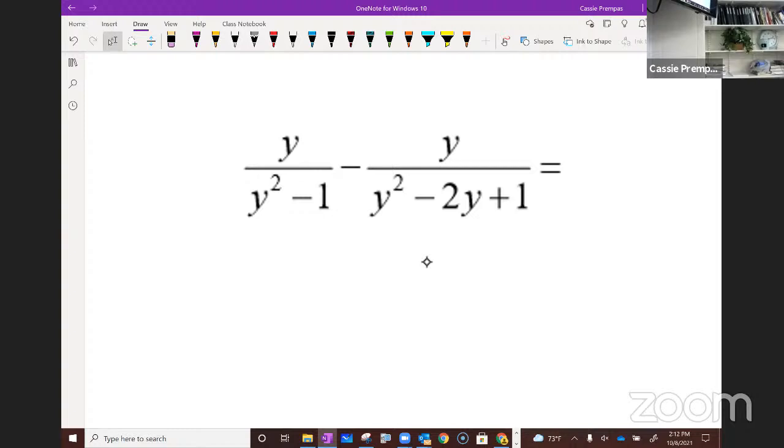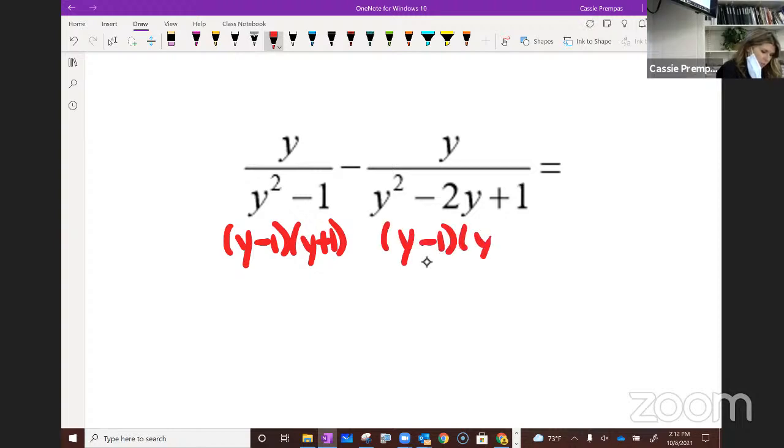Hey guys, first thing I want to ask is, did you factor it down correctly? That's probably the most important step to being able to finish this well. Y squared minus 1 factors down into y minus 1 times y plus 1. Y squared minus 2y plus 1 factors down to y minus 1 times y minus 1. So check that. Did you get that correct?